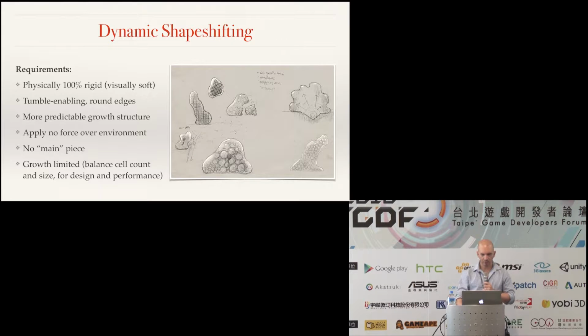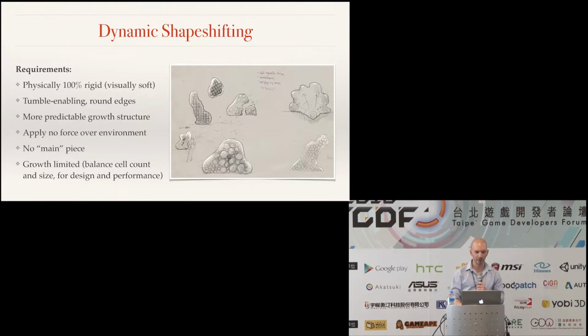Okay, so what were the requirements when designing the game and trying to figure out the tech? Physically, it needs to be 100% rigid. There's a game called World of Goo, which you probably know. It's a huge inspiration, but the last thing I wanted was for this creature to be mushy. It needed to be very strong, and all the puzzles are based on that. It also needs to have rounded edges, allowing the creature to tumble around.